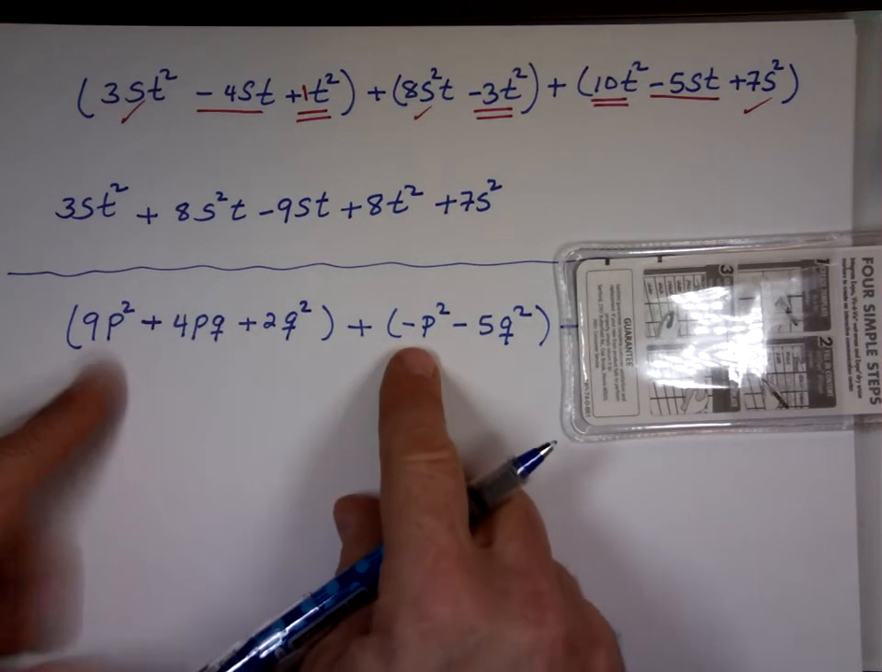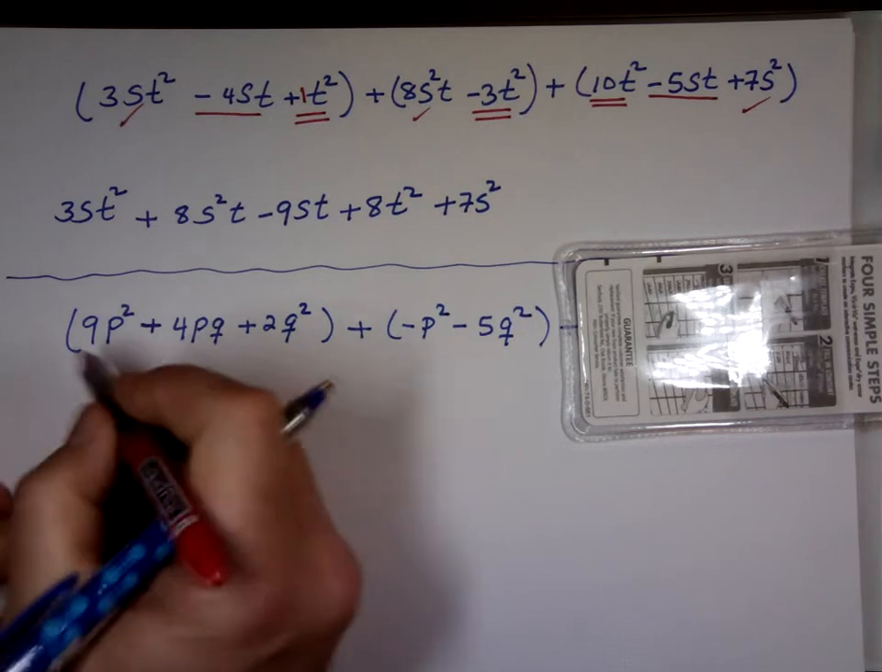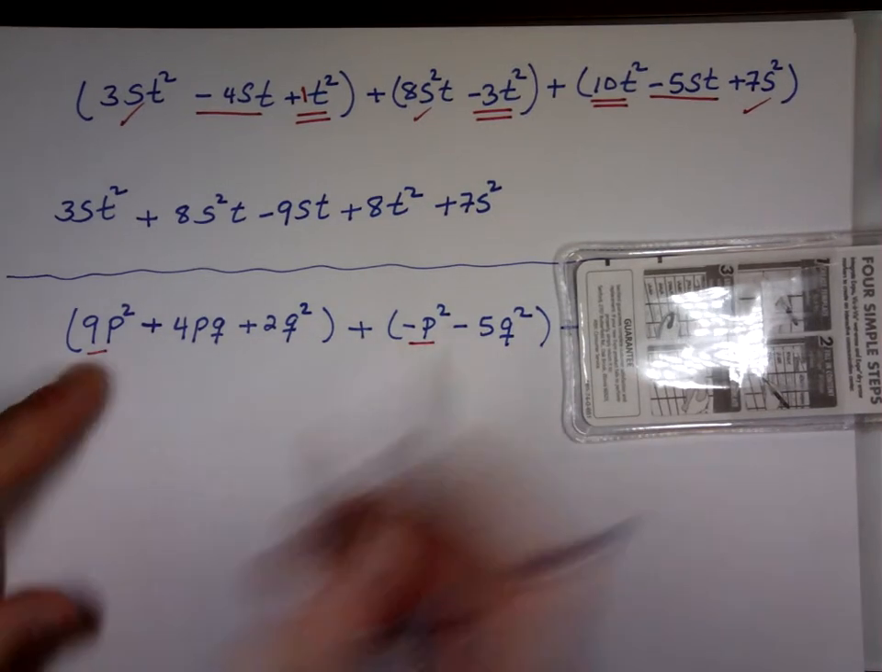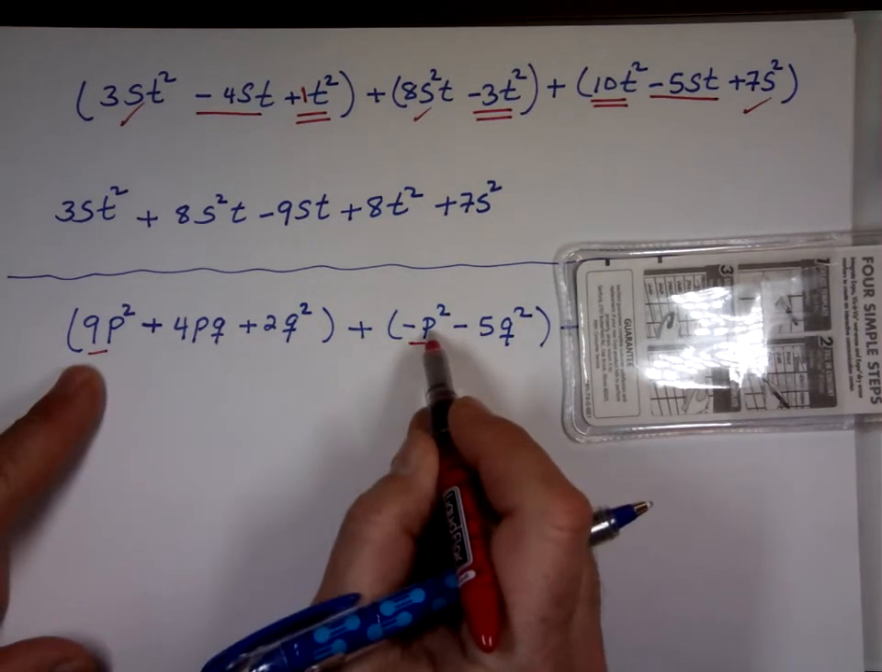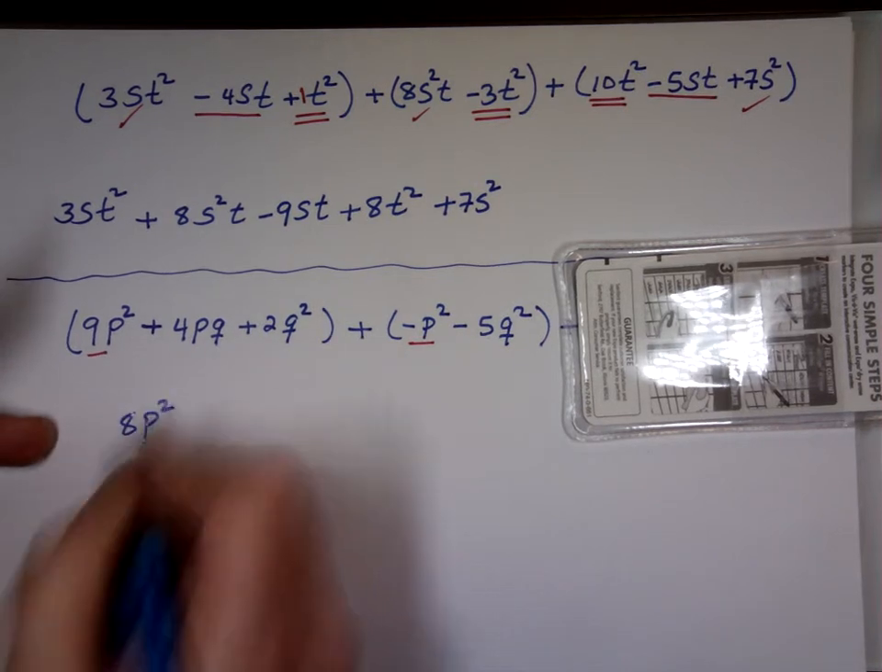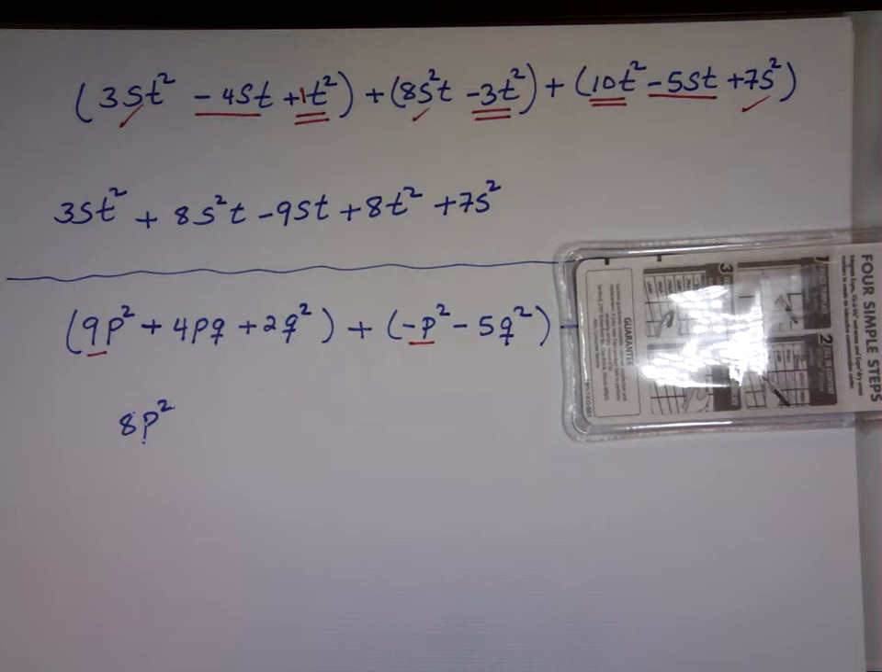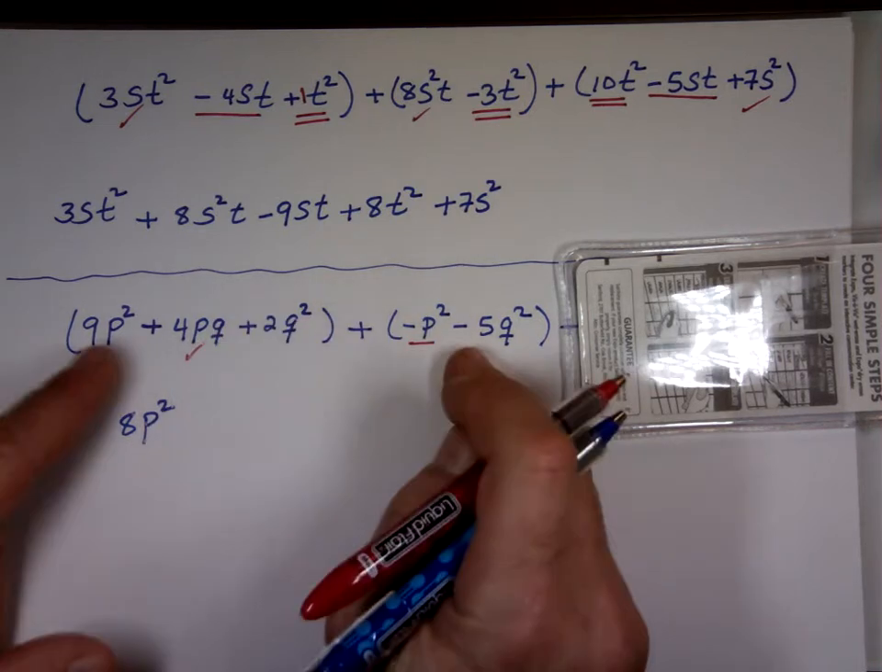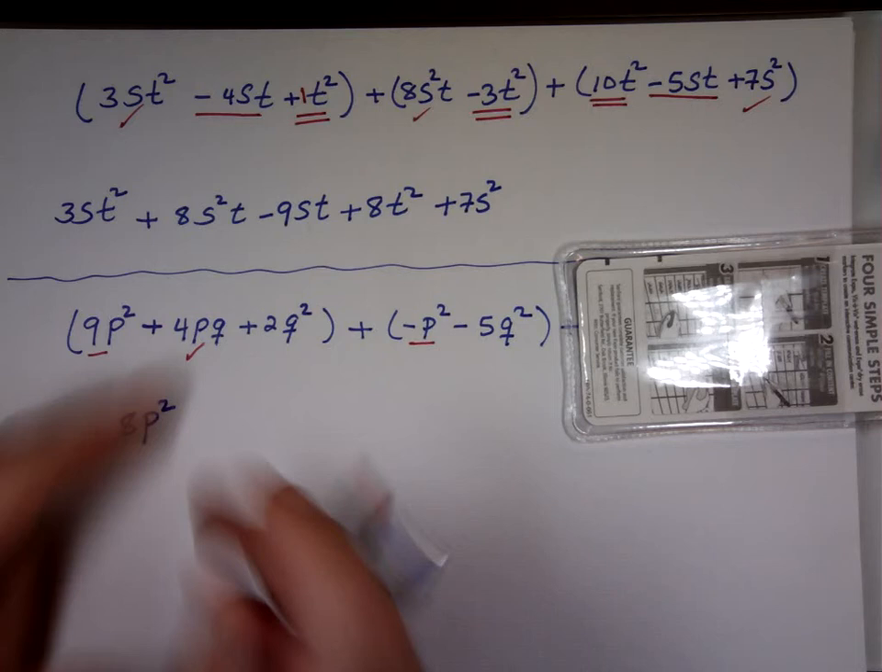These guys are the same type, right? What's 9 minus 1? 8. So this is 8p squared. There's nothing to add or subtract between these 2 and this one.